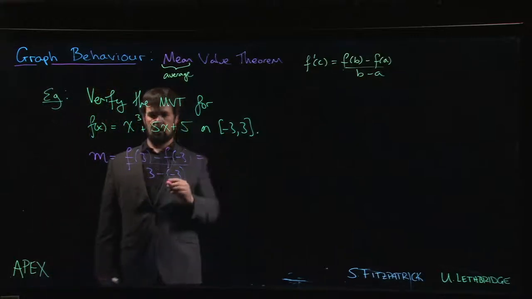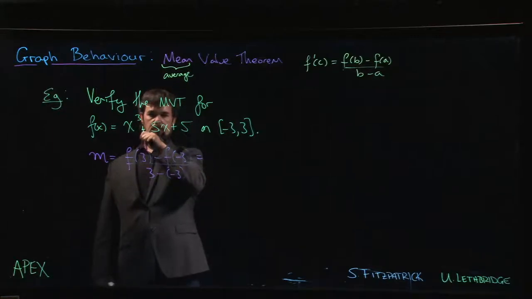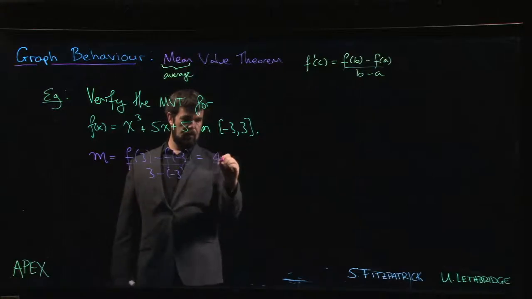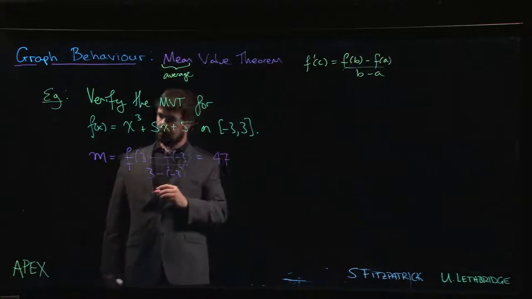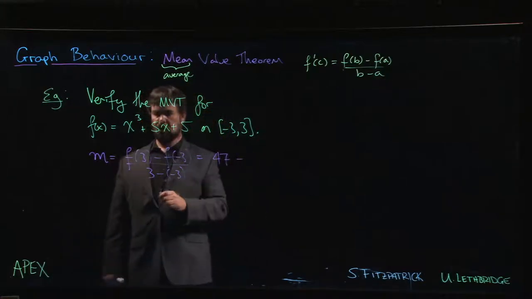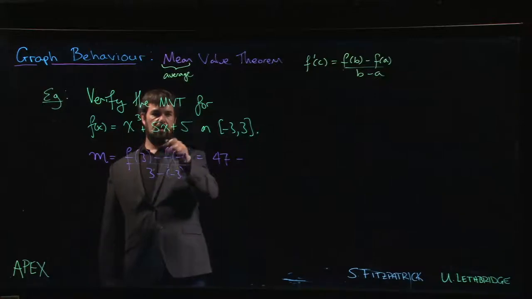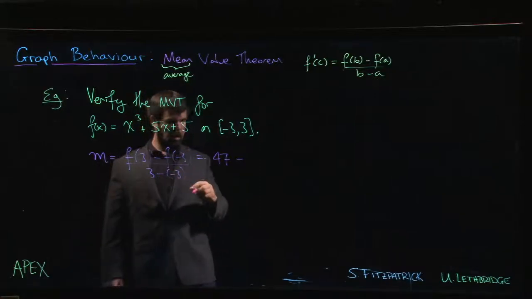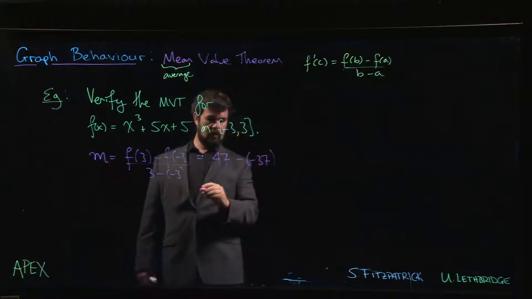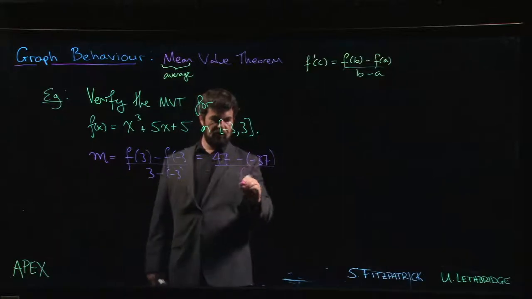So we plug our numbers in. What's f of 3? We have 27 plus 15 plus 5, so we have 47. Subtract f at minus 3: we have minus 27 minus 15 plus 5, so that's going to be minus 37. And 3 subtract minus 3, so we have 6.